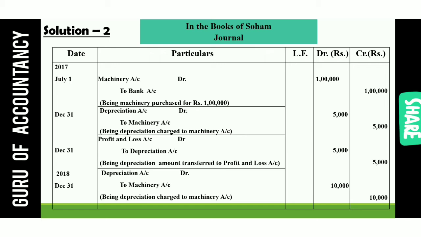On December 31st, depreciation account will be closed and transferred to profit and loss account debit side. So your third entry would be profit and loss account debit to depreciation 5,000. So first year is over.